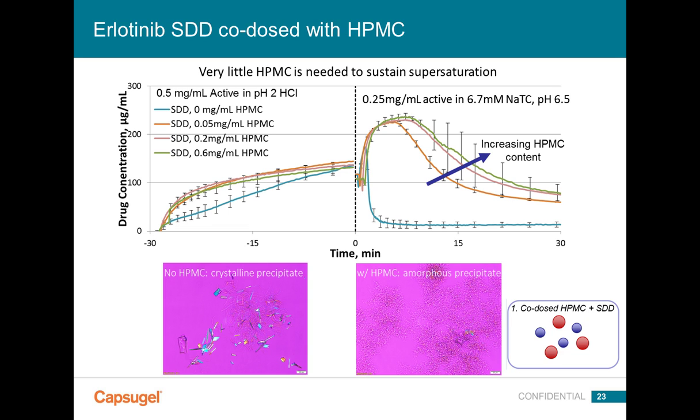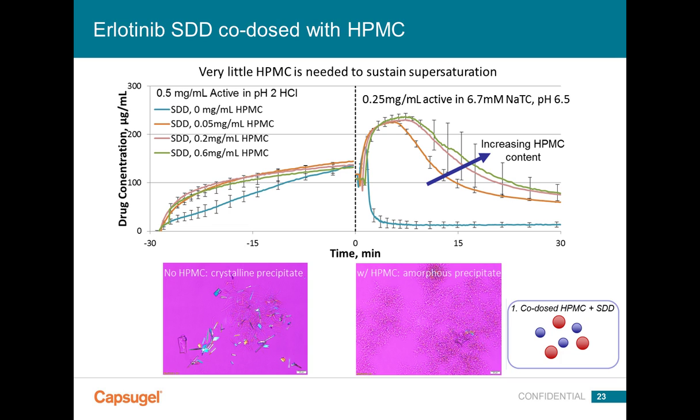On the right side, you can see that the SDD that's dosed with HPMC is effective even at very small amounts of HPMC. The lowest effective amount that we managed to test was just 50 micrograms per milliliter in the media. So let me walk you through this disso. The blue curve is our control system, where we don't have any sustaining polymer present. You can see that it crystallizes out of solution very rapidly after the transfer to intestinal media. It begins to crystallize within 90 seconds.